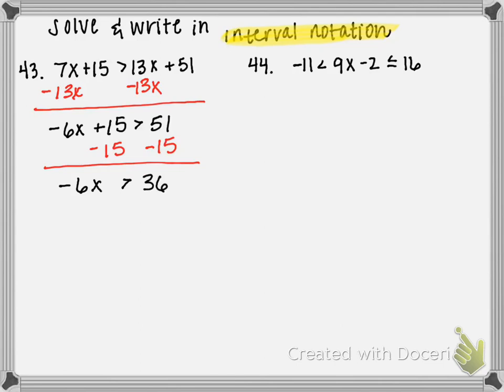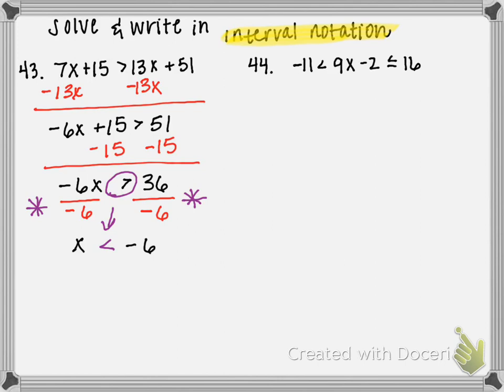And then our last step is to divide by negative 6. And if I divide one side, I do the other side. That leaves me with x and negative 6. But what you notice right here, at least I hope you notice, we divided by a negative number. So when that happens, we have to flip our inequality symbol. So it's no longer x is greater than negative 6, it's x is less than negative 6.